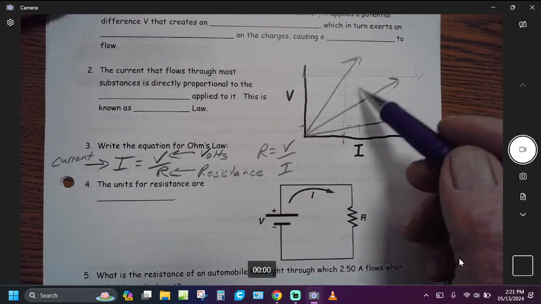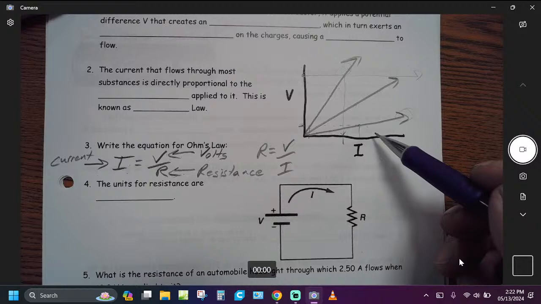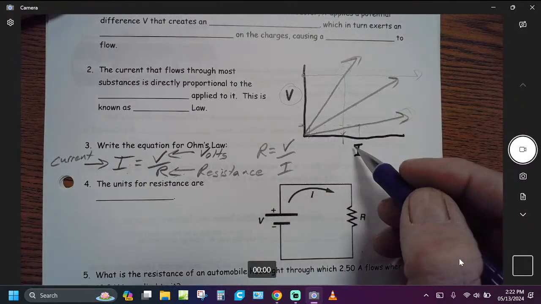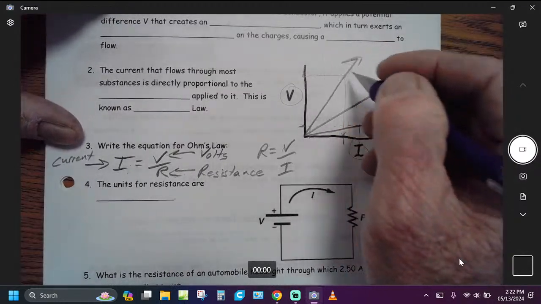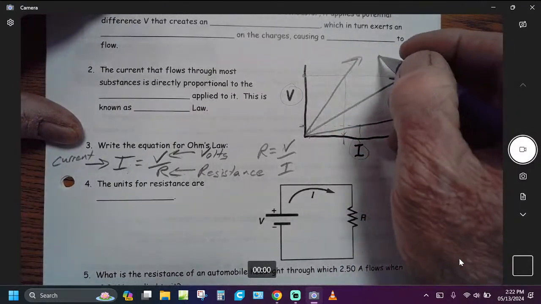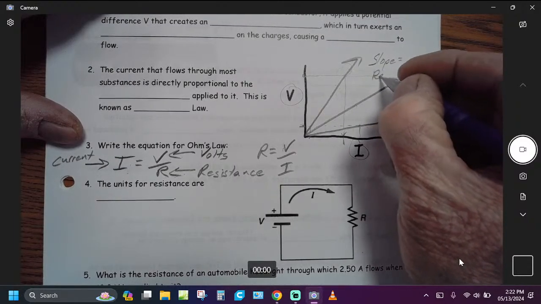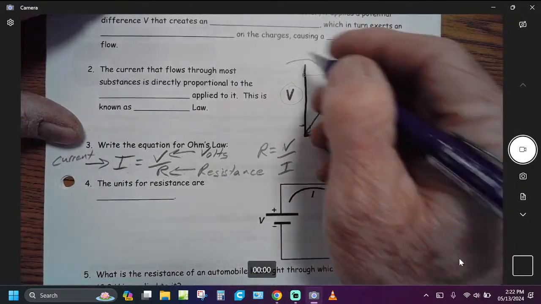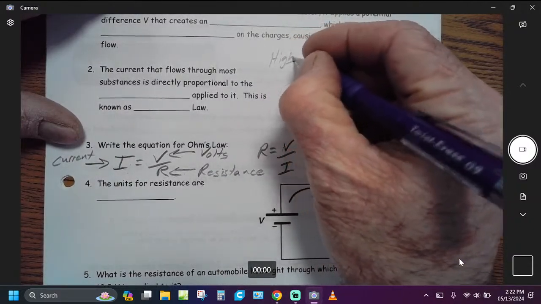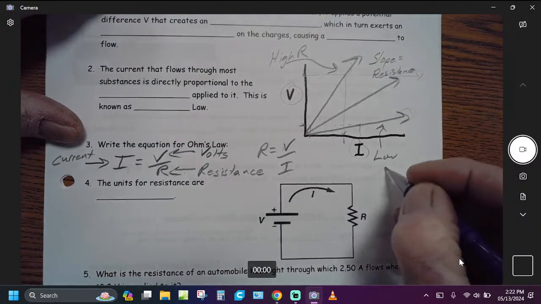Also, what's the slope of these lines? Yeah, it's V over I. So rise over run is resistance. The slope of this graph equals resistance. So this is representing a high resistance circuit, and this is representing a low resistance circuit.